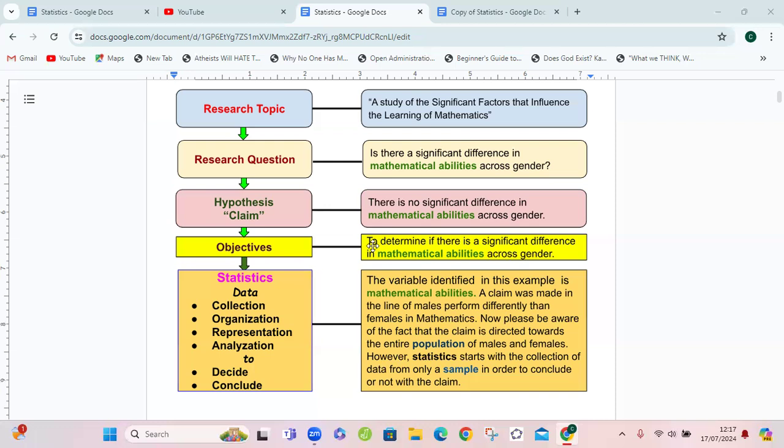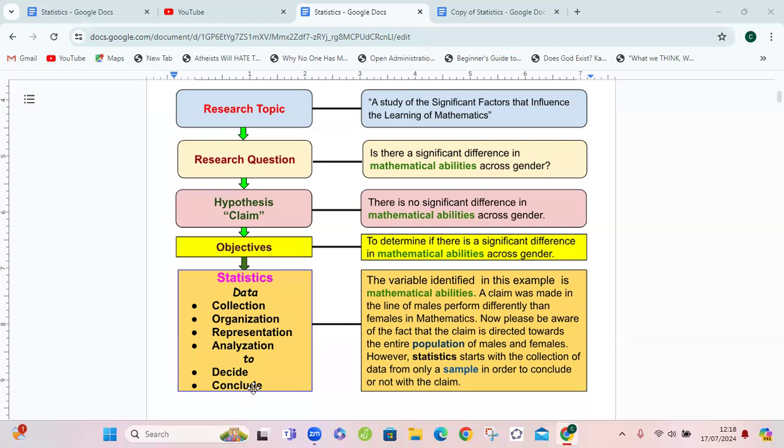The objective is like, what are we going to do? What is the researcher going to do to determine, to analyze? Now, in order to determine if there is a significant difference in mathematical abilities across gender, data has to be collected. And the collection of data, that's where statistics is incorporated. Statistics can be viewed as data collection, organization, representation, analyzation to decide and conclude.